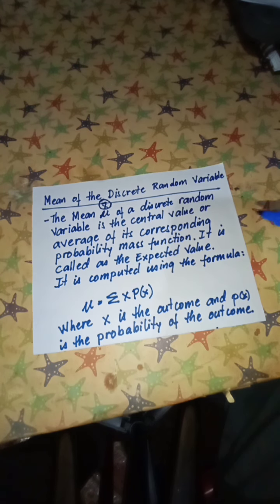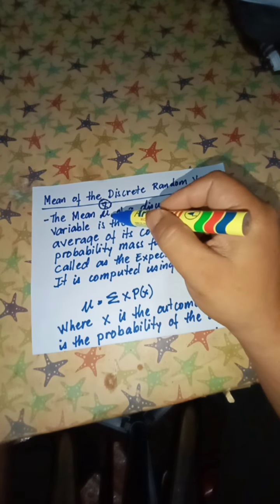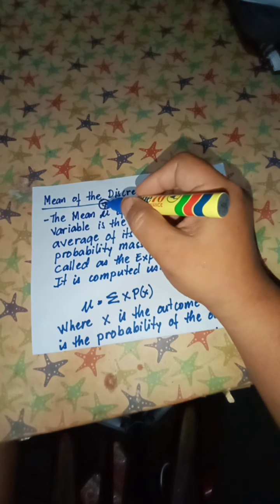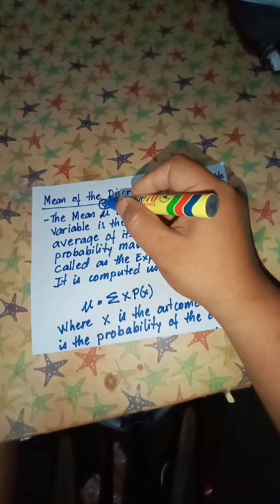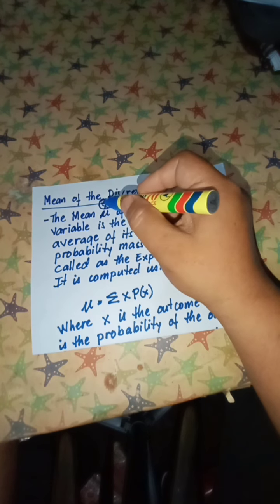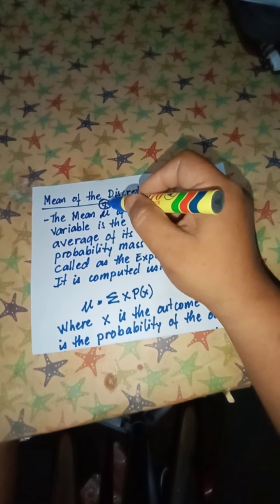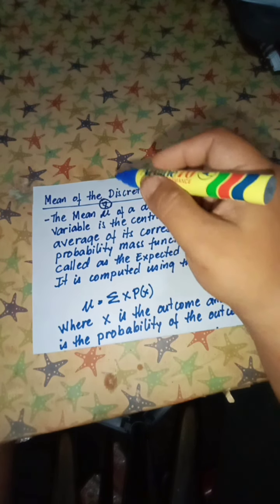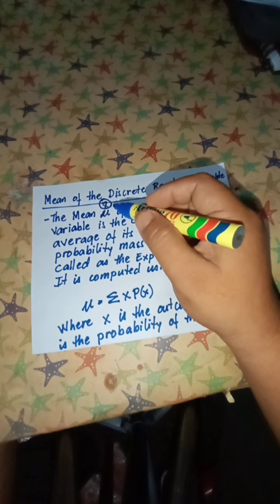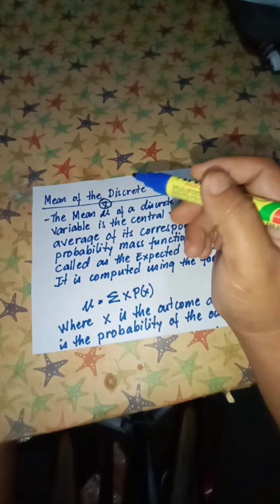The mean is usually denoted by this symbol, read as mu. The other symbol which denotes mean is this one, the x with a line on top. This particular symbol is usually used to denote the mean of a sample, while the mu is usually used to denote the mean of the population.